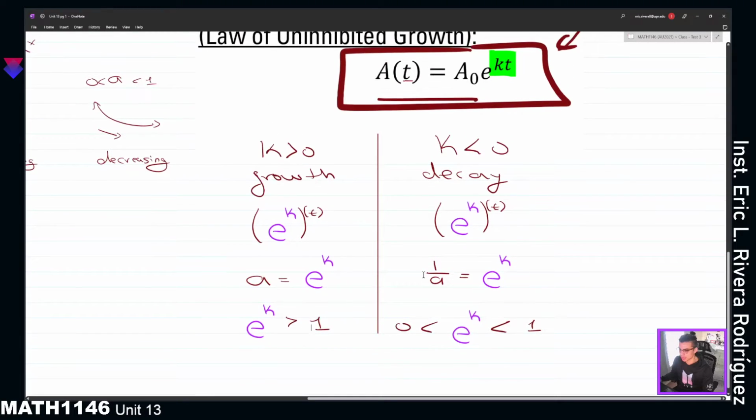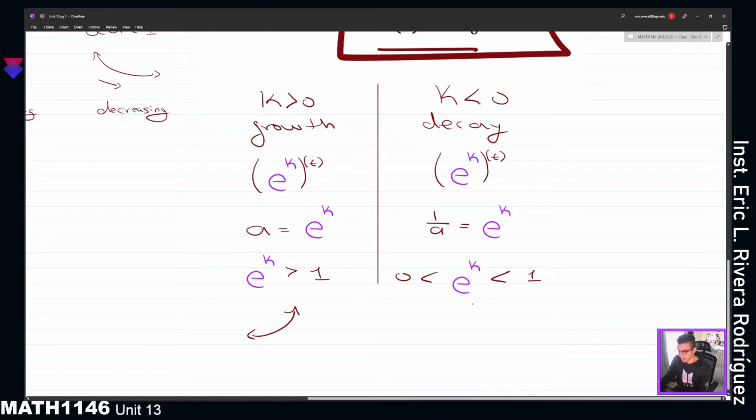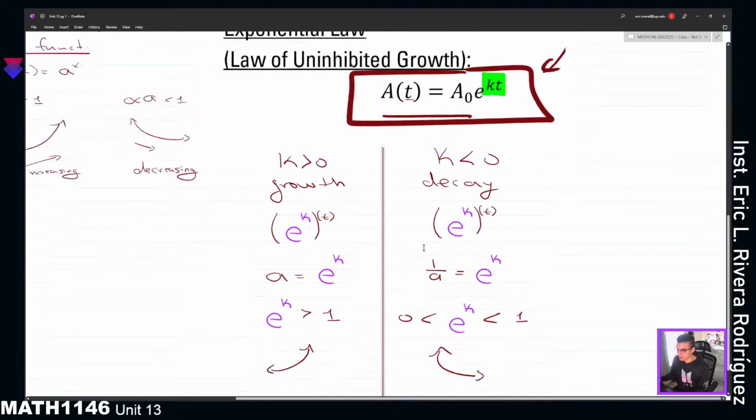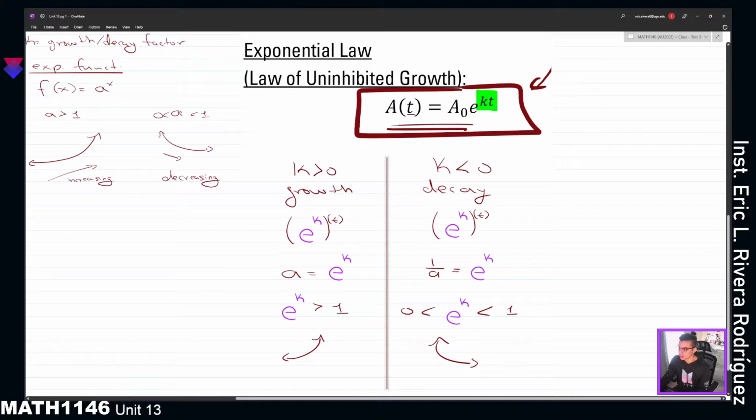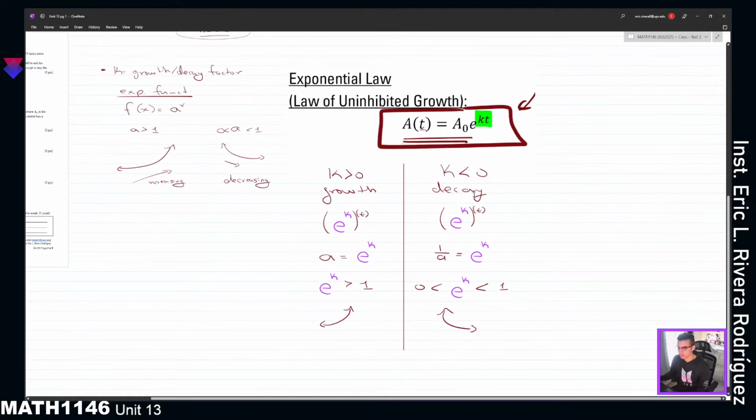Okay, so when the base is greater than 1, we have an increasing behavior, and when the base, e raised to the power of k, is between 0 and 1, we have a decreasing behavior. Okay, and that's the reason why we have this formula here. It is used to determine growth or decay behavior, or to study or analyze growth and decay behaviors. All right?